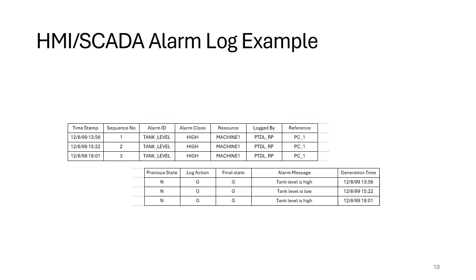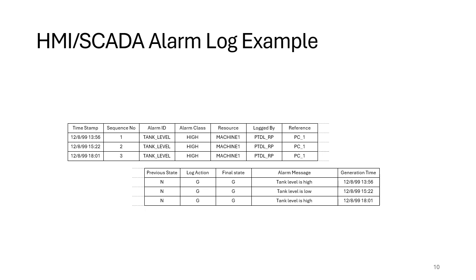Here's an example of what a HMI SCADA alarm log record might look like. So you can see we have a timestamp. We also have a sequence number in this case. It's common in databases to want to have a unique ID for each alarm. So that could be your sequence number. You see we have an alarm ID. We have an alarm class, which is the severity of the alarm. We have the area or resource where the alarm comes from. We have the process or user that logs the alarm. There might be some additional reference. That could be the computer again, or some additional reference.